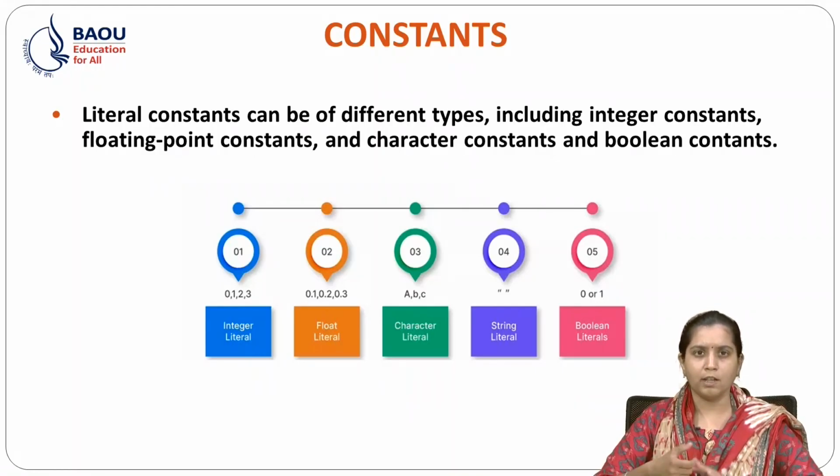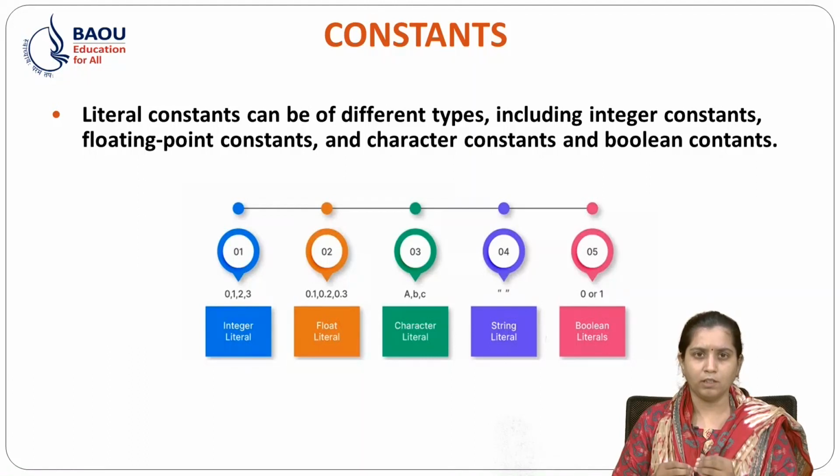Integer constants are used to represent number values. Decimal integer constants are represented by directly specifying the value, or octal integer constants start with a leading zero, for example 012, and hexadecimal integer constants start with 0x.